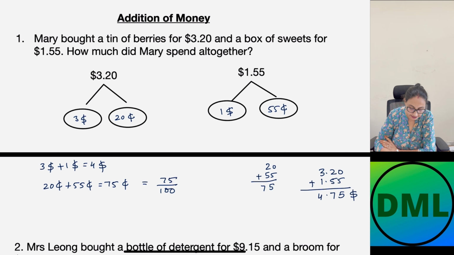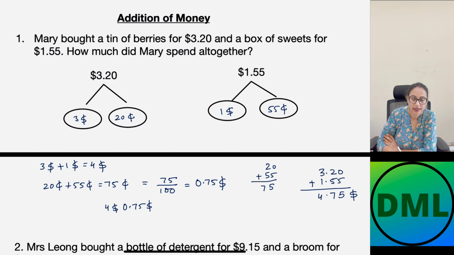So this is my first digit. This is my second digit. And after that, I have to put the decimal. Let's write down the answer as $0.75. My answer will be $4 and $0.75. If I combine it, how do I have to combine it? There is no decimal here. How do I put the decimal? So $4 will be written as $4.00 and $0.75. Now I can add it.